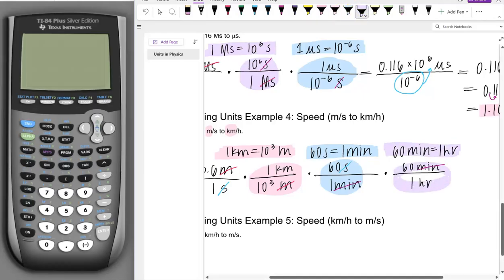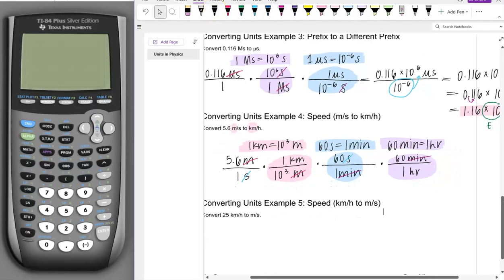That's this purple conversion factor here. And now we're in our hours, which was what we wanted. So we can go ahead and stop and multiply straight across. So on the top, we have 5.6 times 1 kilometer times 60 times 60.